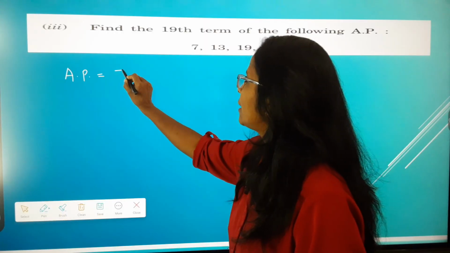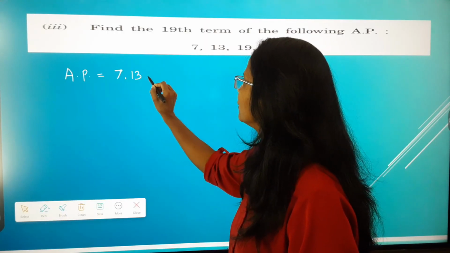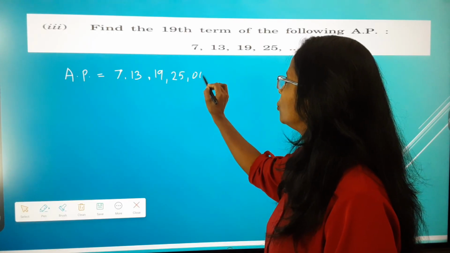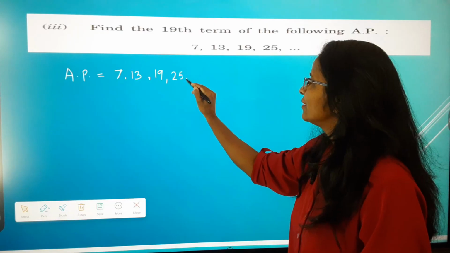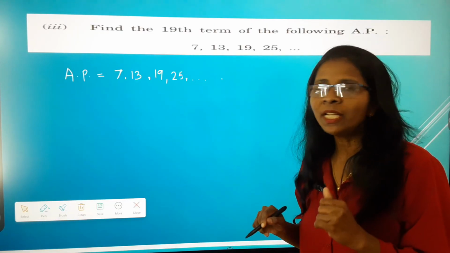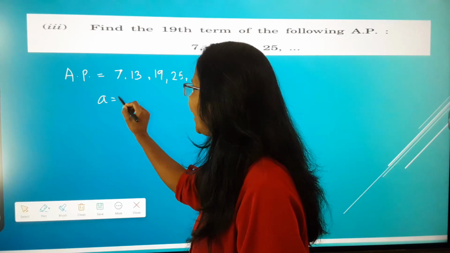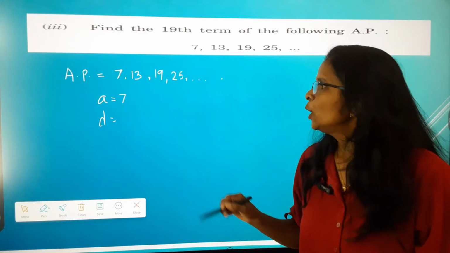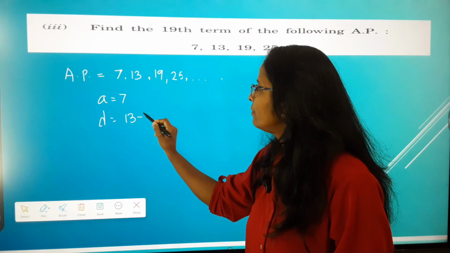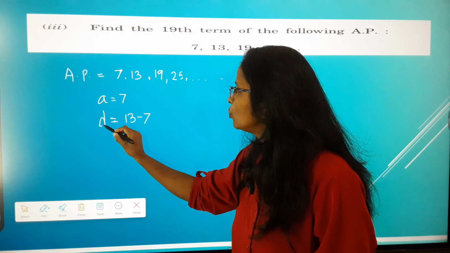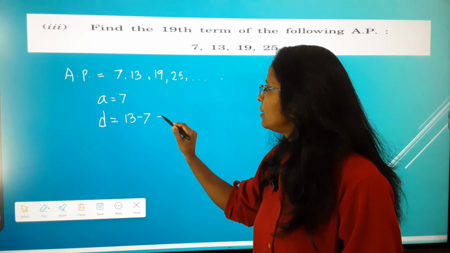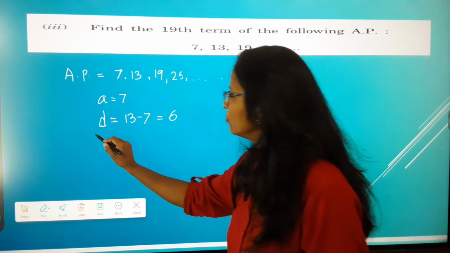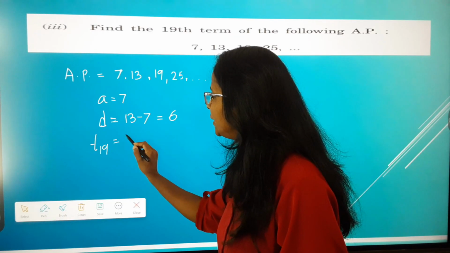AP as 7, 13, then 19 and 25, and so on. Now here from the AP, we know the value of A. A is 7, that is the first term, and D is the common difference, students. So the common difference is 13 minus 7, take any two terms, and that is equal to 6. Okay, and we have to find the 98th term, that means we have to find T19.